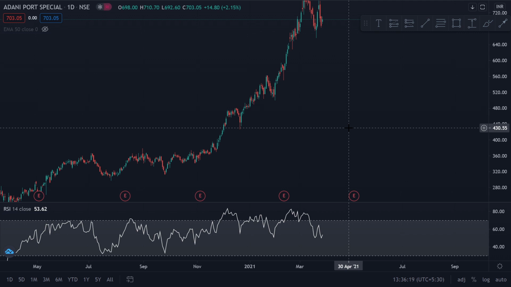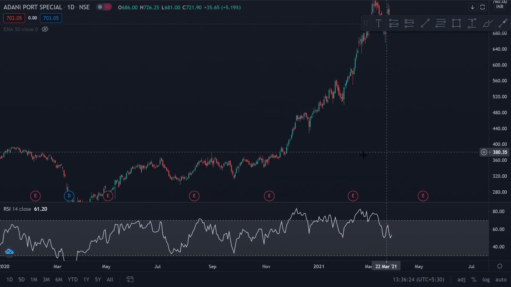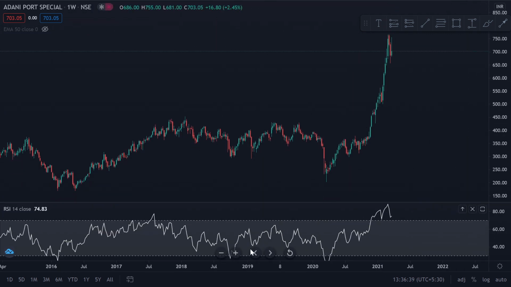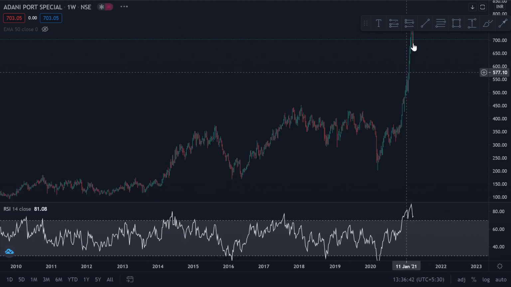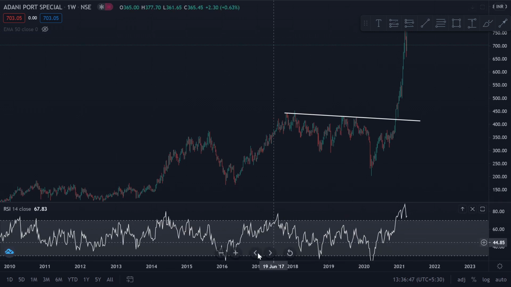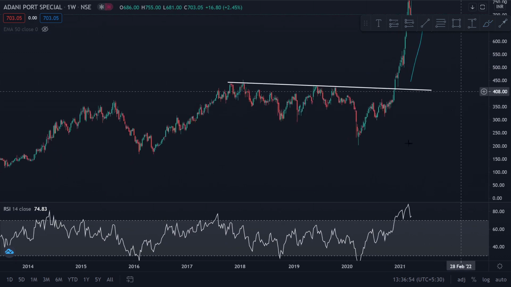So sometimes you have certain high momentum stocks, right? When you say high momentum, they consolidate for, let's say, weeks together, and then they suddenly break out and they keep going up for a very long time. So today I have an example of Adani Ports for you. If you look at Adani Ports in the weekly time frame, you can clearly see that here it broke out from its resistance trend line, right? And after that, it gave a huge momentum, right?